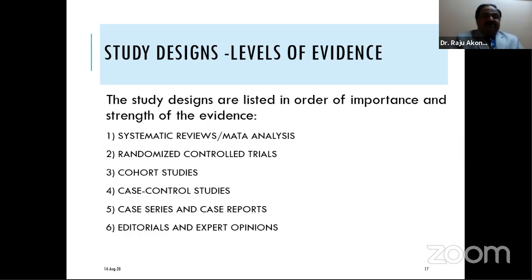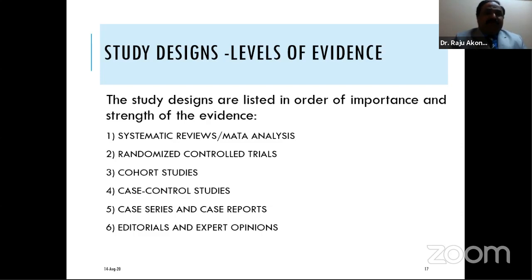So randomized controlled trials are the next most important. Then the next important one is cohort studies, then case control studies, then case series and case reports, which are basically descriptive studies, as I told you, having very little importance. Then you have editorials, expert opinions, and letters to editors, which come under the 6th one, having the least importance to believe, right?